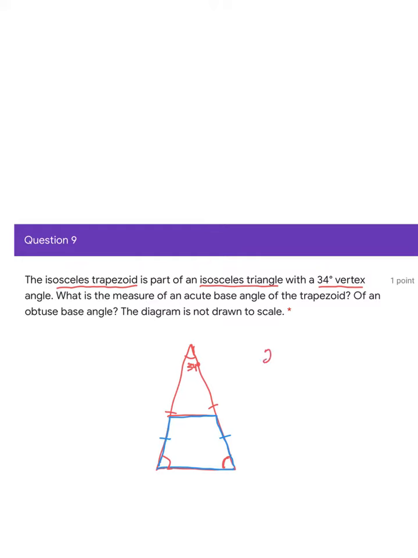So we know 2x plus 34 has to add up to 180, because if each of these are the same, together there would be 2x. So you solve that. And we end up getting x equals 73.